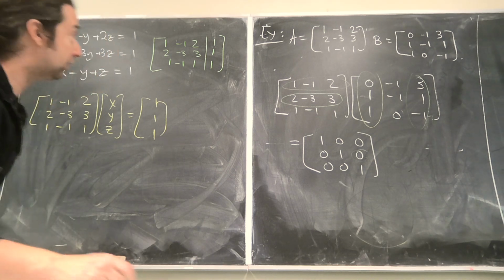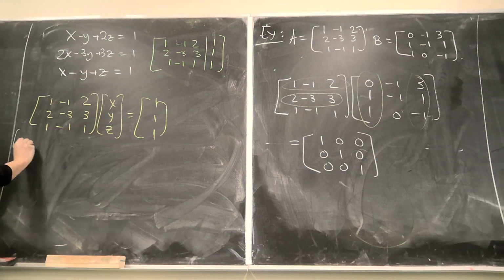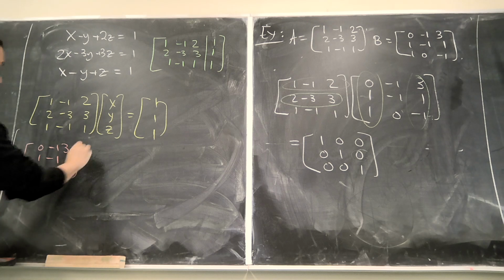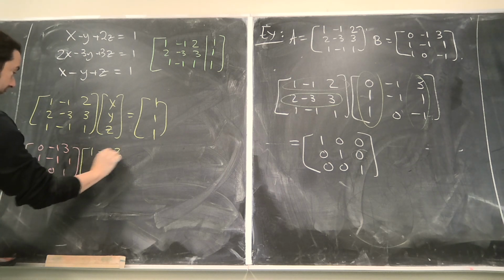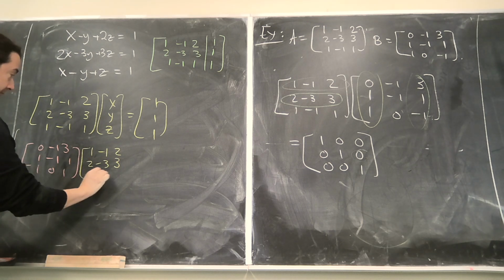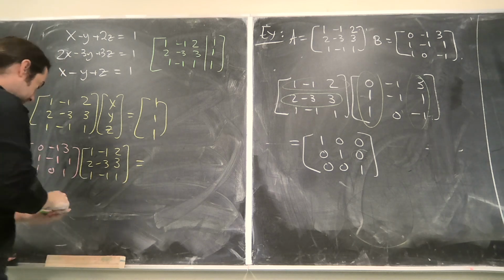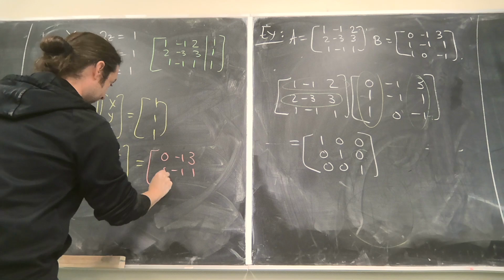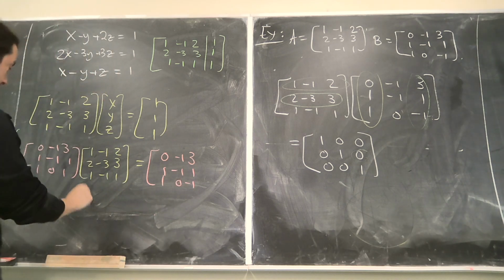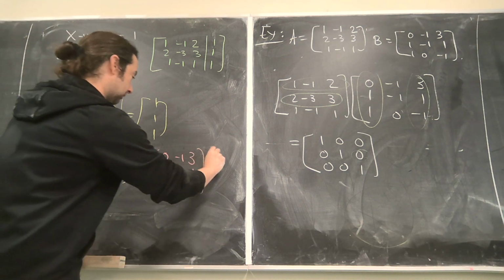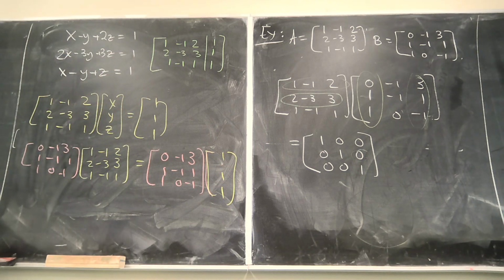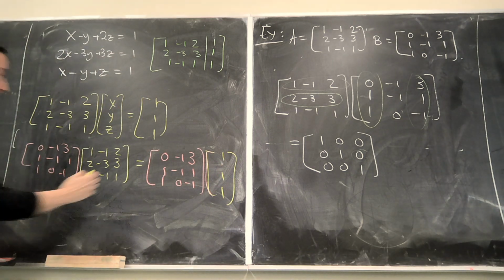So if you took the inverse, which is [0, -1, 3; 1, -1, 1; 1, 0, -1], and you multiplied it by the original problem, and then this, the original vector 1, 1, 1. Oh, I still need the x, y, z.